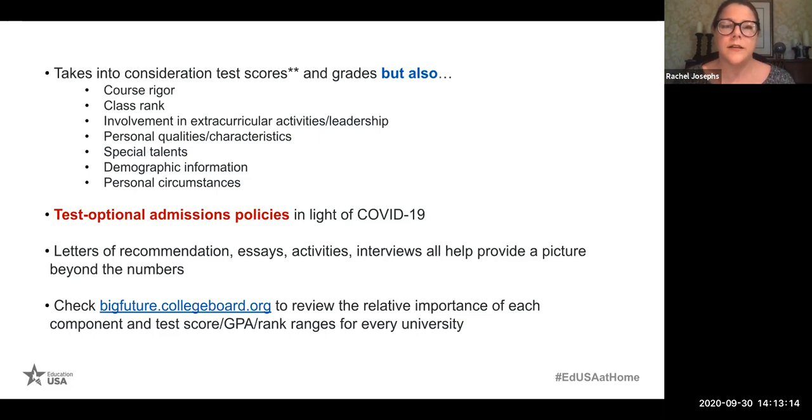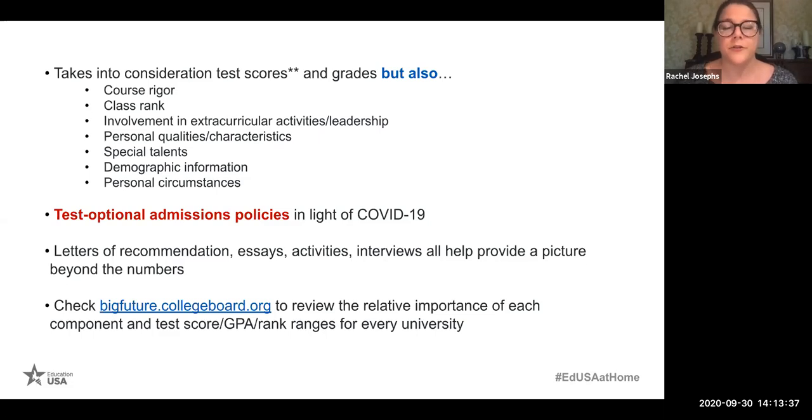But in a holistic admissions process, they're also taking a look at the course rigor. If your school is offering multiple types of classes, is the student challenging themselves, taking the more rigorous courses? They're looking at class rank. How does the student compare to the rest of their generación, their class? Their activities and extracurriculars and how they've demonstrated leadership throughout high school.